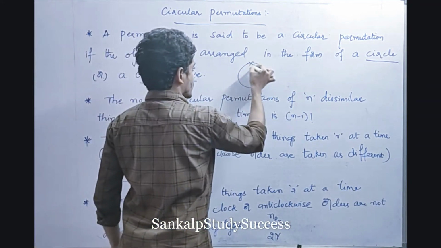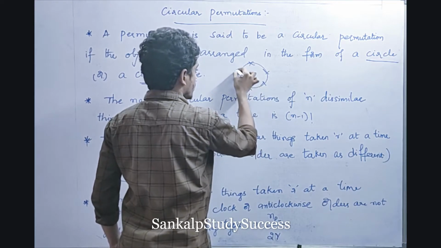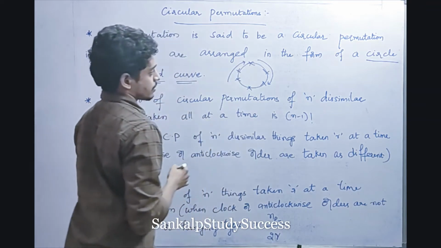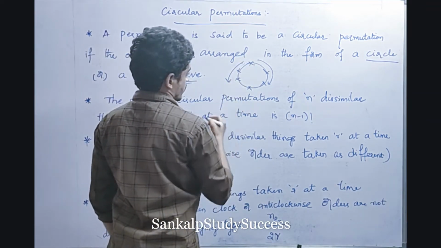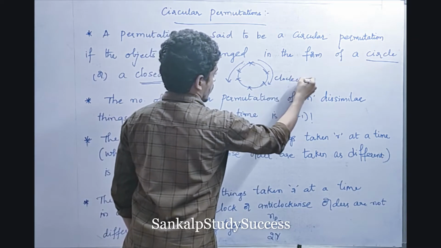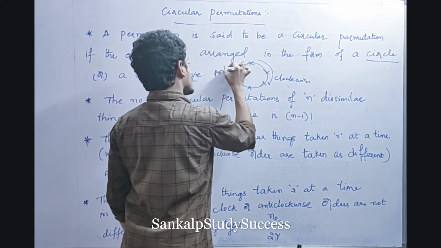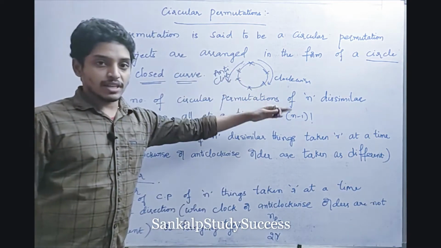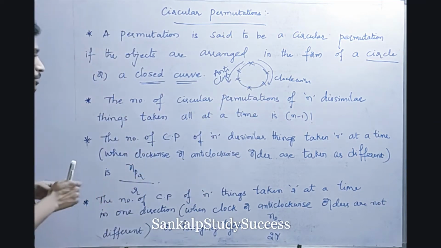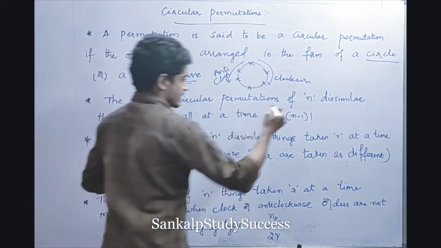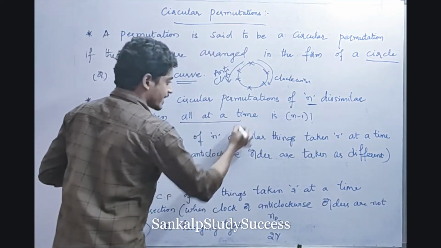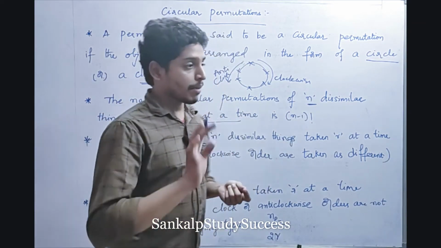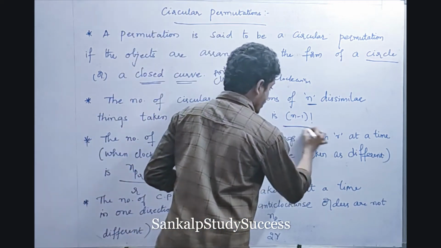If the arrangement is like this, it is called clockwise direction, and this is called anti-clockwise direction. So in circular permutations there are two types of directions. The number of circular permutations of n dissimilar things taken all at a time: in linear permutations, n dissimilar things taken all at a time is n factorial, but in circular permutations, it is (n minus 1) factorial.